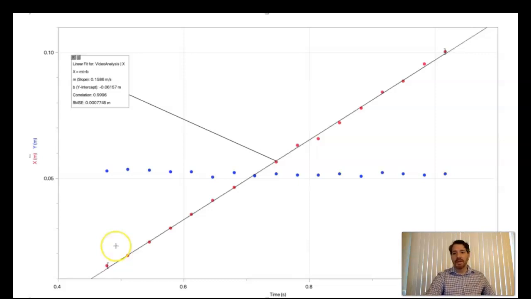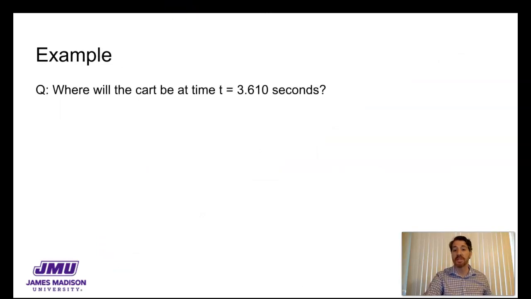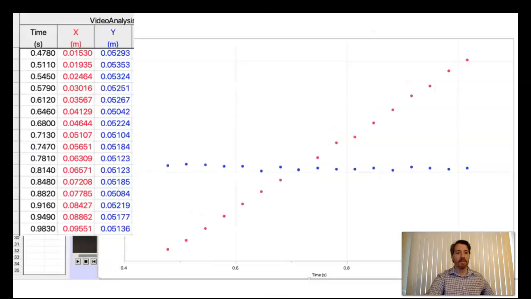Well, so what that we made a data table and a graph? Is that really that interesting? And the answer is this is useful to us because we can use it to make predictions about things like, well, where will the cart be at 3.60 seconds or 3.610 seconds. That was not on my data table. Let me back up and show you.